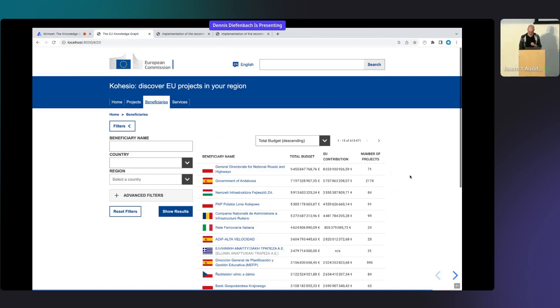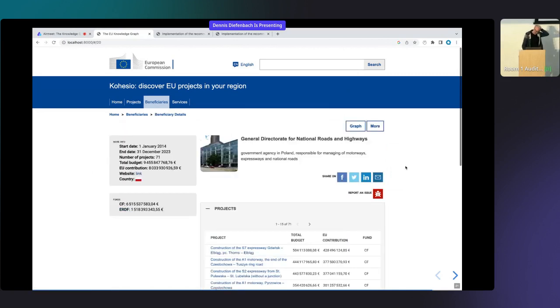So now we know that the top beneficiary in the European Union is the General Directorate for National Roads and Highways, which is an institution in Poland, and which received 8 billion euros from the EU that was spent across 71 projects. Also, maybe here, just to make clear this link with Wikidata. Before, in the original data, we just knew that the beneficiary is this, but in fact, the description is coming from Wikipedia and the image is coming from Wikidata. So by enriching the private data that we have with public data, we can create a better service and understand the data better.